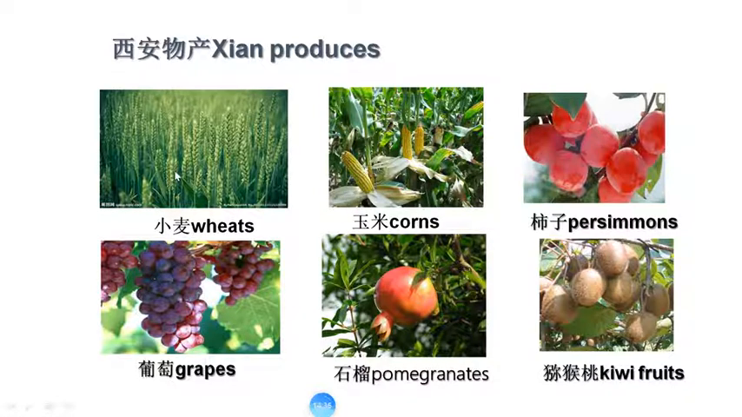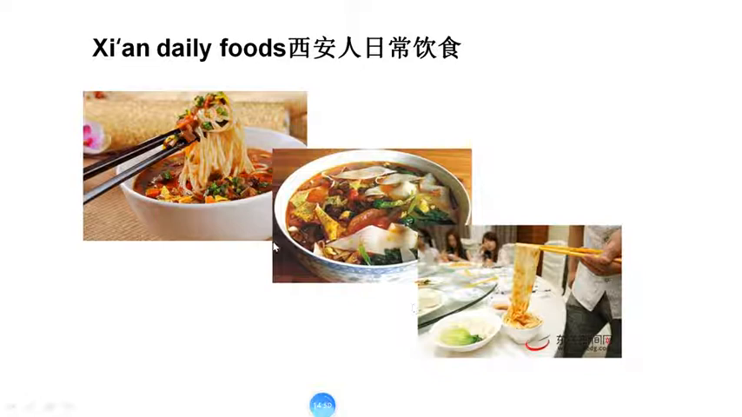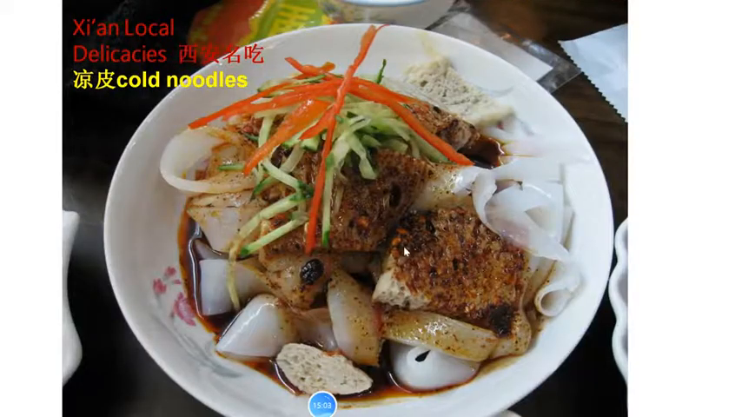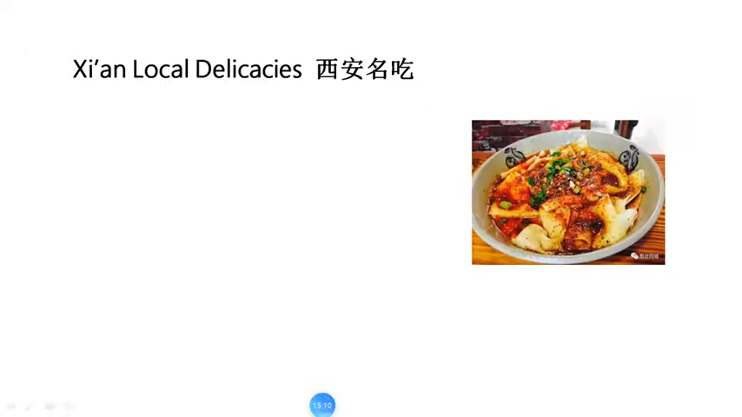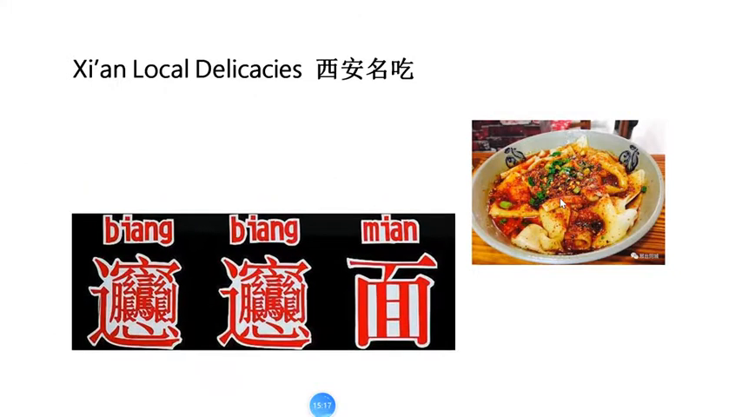The local farmers grow wheat and corn and all kinds of fruits. Among all the fruits, pomegranate is the most famous one. The local people like eating all kinds of noodles, spicy and sour noodles, diamond noodles, belt noodles and so on. The cold noodles is the most famous one. So this kind of noodles is also very famous in Xi'an. It has a funny name, biang biang mian. It is yummy, and the Chinese character biang is the most difficult Chinese character.